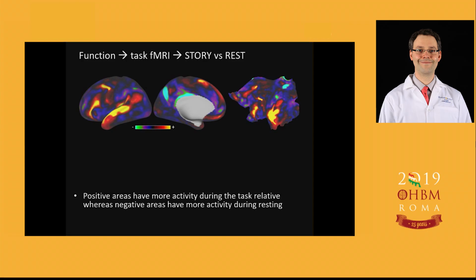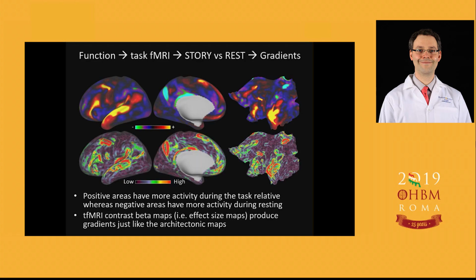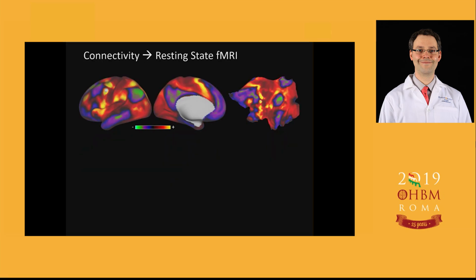So here's a task fMRI contrast map. Positive areas are more active while listening to a task, and negative areas more active during rest. And we can take a gradient of a task fMRI map, just like an architectural map, but I'll point out that we're focused here on effect size maps. So beta maps or percent BOLD change, things like that, are more biologically interpretable than our statistical maps, which also depend on the data, how much data you have, what the pattern of the noise is, and things like that.